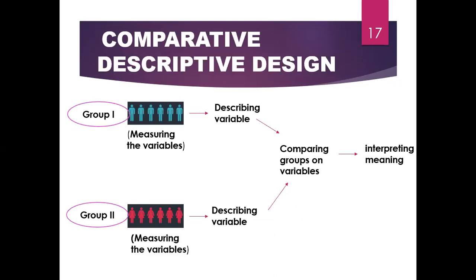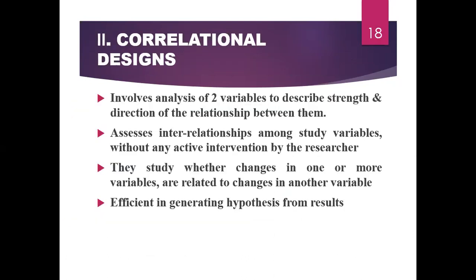Now coming to type 2, that is correlational designs. Correlational designs answer questions about relationships or associations. They involve analysis of two variables to describe the strength of the relationship and also the direction of the relationship. They assess interrelationships among the study variables without any active intervention by the researcher. They study whether the changes in one or more variables are related to the changes in other variables.